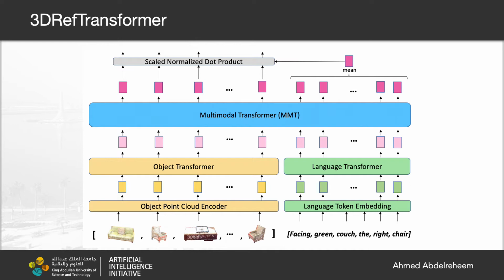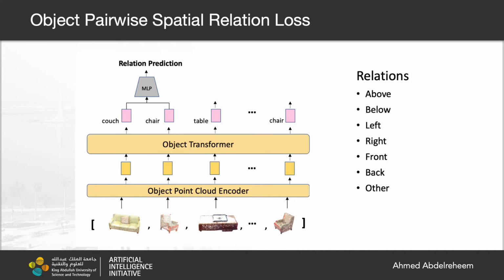Compared to the state-of-the-art models, our 3D ref transformer net offers two key advantages. First, it's an end-to-end transformer model that operates both on language and 3D visual objects. Second, it has a natural ability to ground textual terms in the query to the learned representation of 3D objects in the scene. We further introduce an auxiliary loss on predicting the spatial relationship between pairs of objects. This loss guides the object transformer to understand the spatial relationships between objects present in the scene.